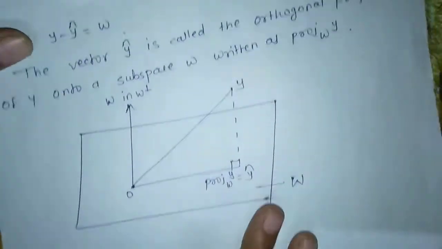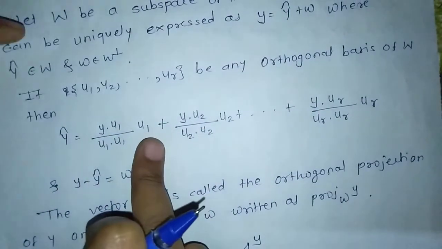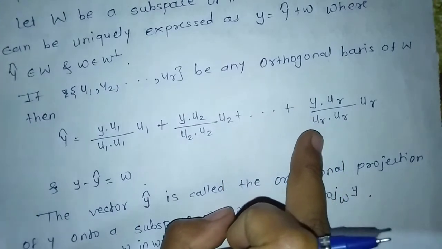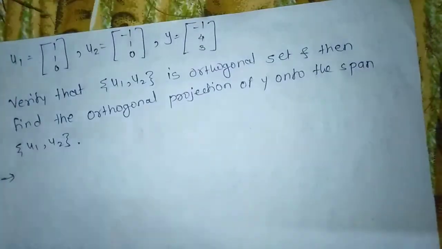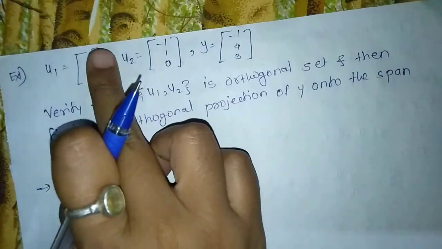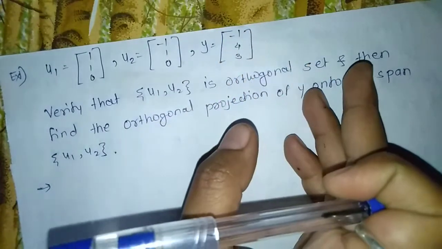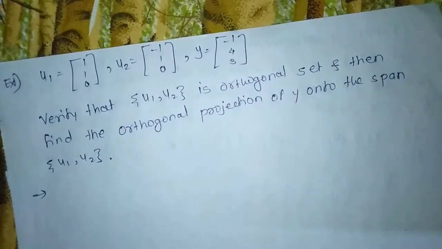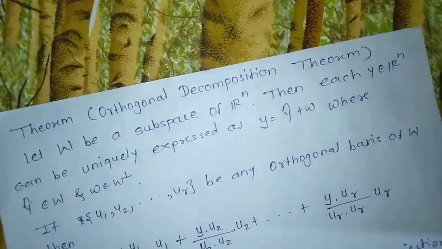This diagram shows this statement. Okay, so these values are nothing but constants, meaning y cap is equal to c1 times u1 plus c2 times u2 plus and so on plus cr times ur. Now next example: u1 is equal to (1, 1, 0), u2 is equal to (-1, 1, 0), y is equal to (-1, 4, 3). Verify that {u1, u2} is an orthogonal set and then find the orthogonal projection of y onto the span of u1, u2. By this theorem, which theorem? Orthogonal decomposition theorem.